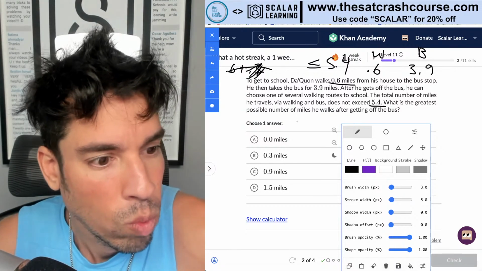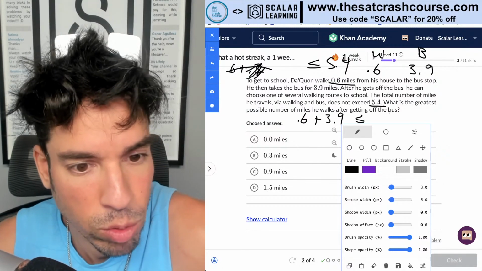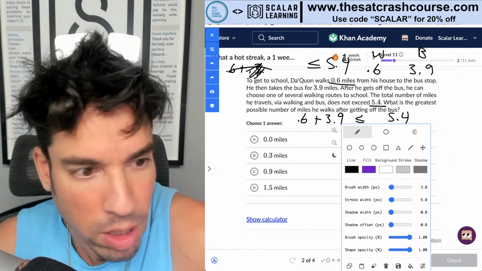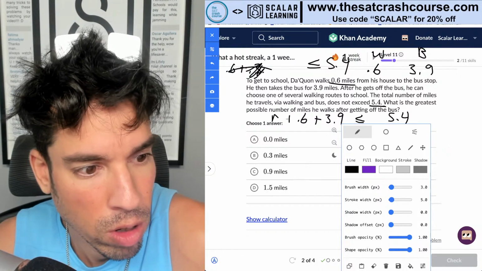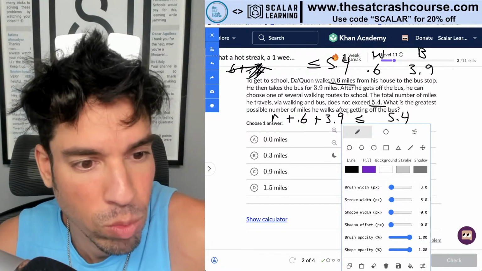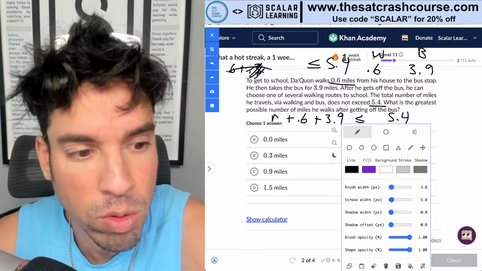Walking plus the bus is less than or equal to 5.4, but he's also got this additional route that he's walking. So he's got this additional route, which I'll call R. So that's the part that we're trying to figure out. What is the greatest possible number of miles he walks after getting off the bus, which I've represented by R? Look at this beautiful equation. All you got to do is isolate.